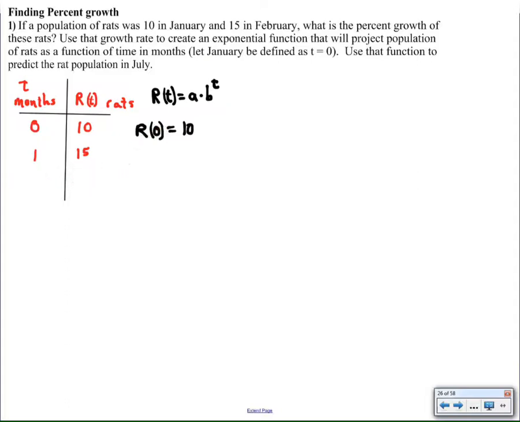And so I use the initial condition to determine my A value, and I use the other given condition. 1 month later, we will have 15 rats, which gives me an equation. The equation is 10 times b equals 15. I solve for b and get b equals 1.5. Simple mathematics. It's algebra.